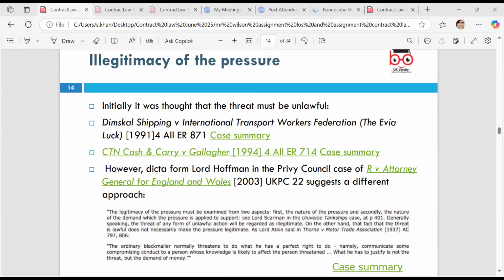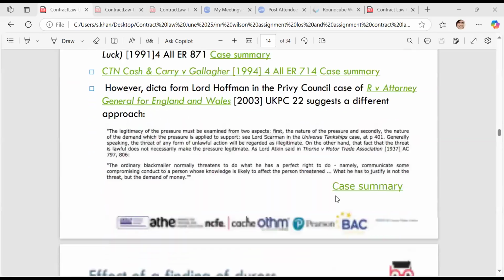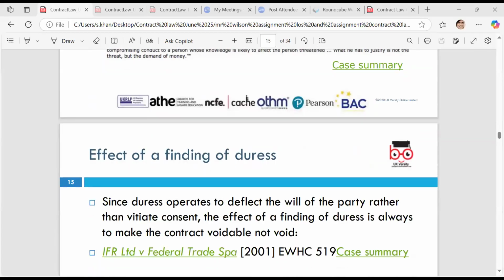It occurs where one party coerces the other party into an agreement to do something they don't want to, through unlawful or morally reprehensible means. So it could be the use of unlawful or morally reprehensible means to compel someone into signing the contract. That's in the case of CTN Cash and Carry and Gallagher, and Attorney General for England and Wales, 2003.